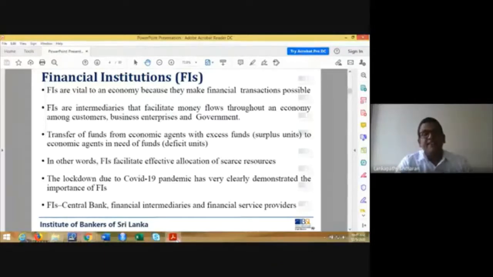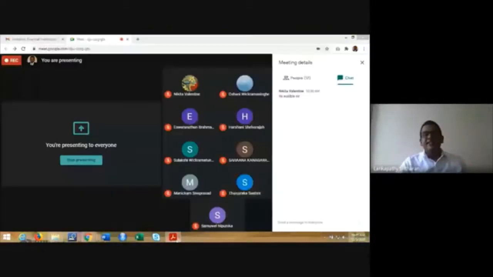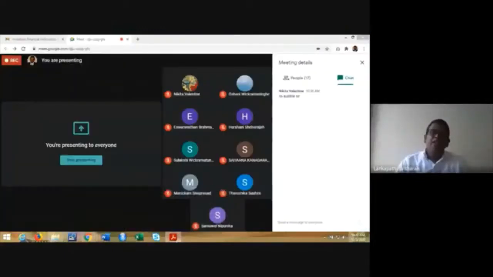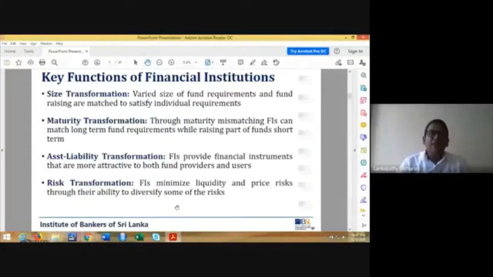So financial transactions and financial institutions supported the economy in a large way to run smoothly. At the last point, it has been mentioned that financial institutions can be considered the central bank, financial intermediaries, meaning the banks and finance companies, and the financial service providers. So these are the people we consider as financial institutions. And what is the key function of the financial institutions? Actually, there are four types of function we categorize as the key functions of a financial institution.